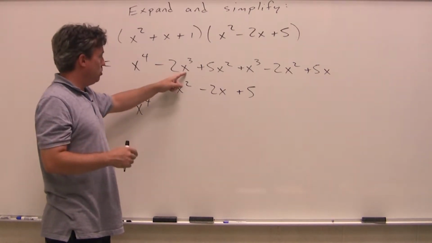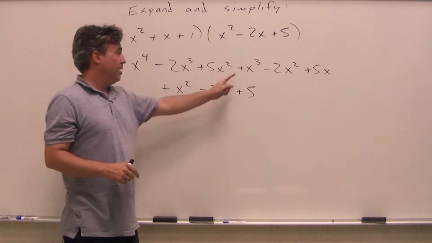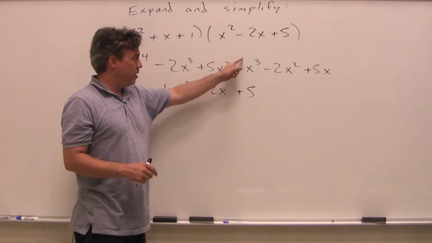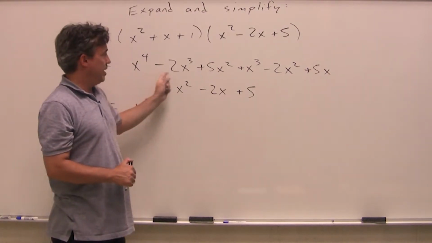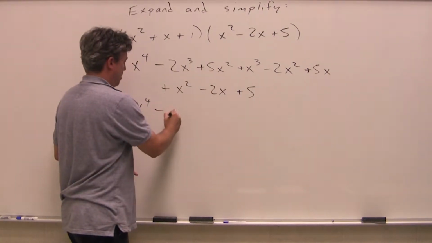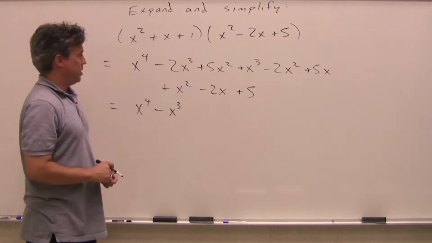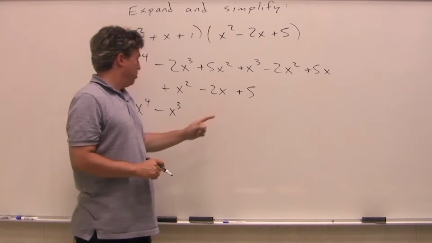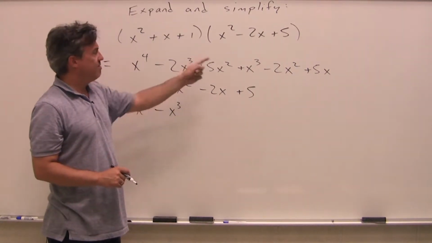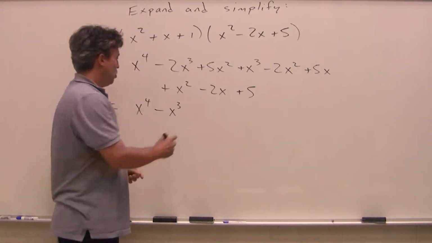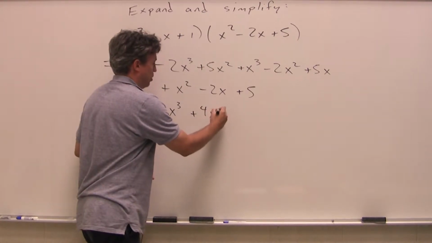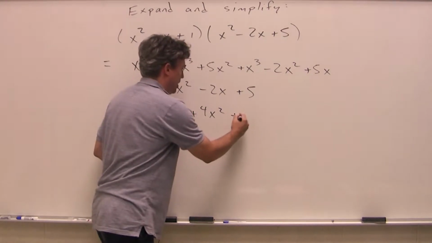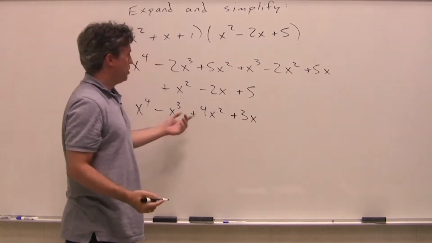So I turn to x cubed and I say, well, there's negative 2 of them here. And there's a plus 1 here, right? The default assumption is that if you don't write a number here, there's a number 1 there. So negative 2 plus 1 is negative 1. So that's minus x cubed. I turn now to the x squareds. There's 5 of them here, negative 2 of them here, another 1 there. So 5 minus 2 is 3, plus 1 is 4, so I've got 4x squared. Now the x's, 5x minus 2x, that's 3x, and then numbers, 5.